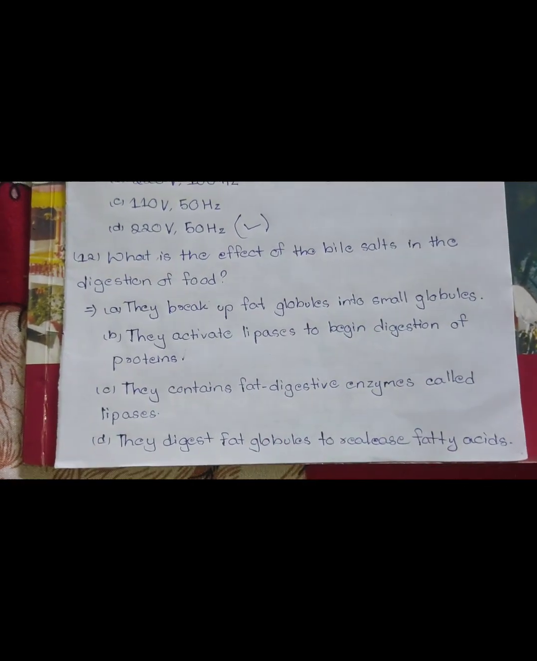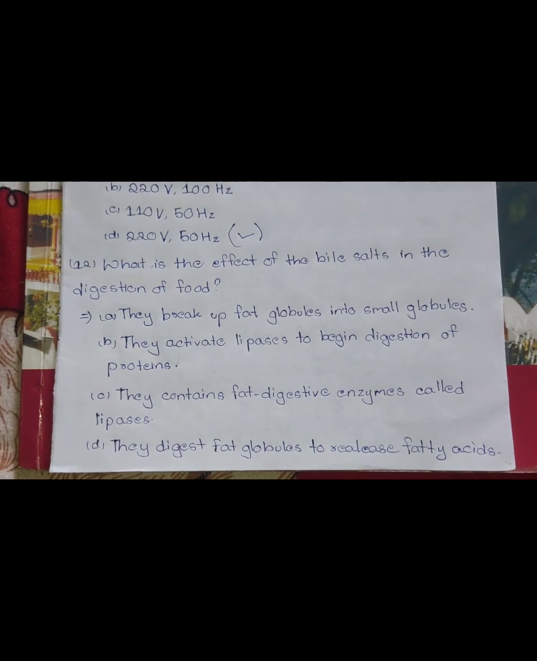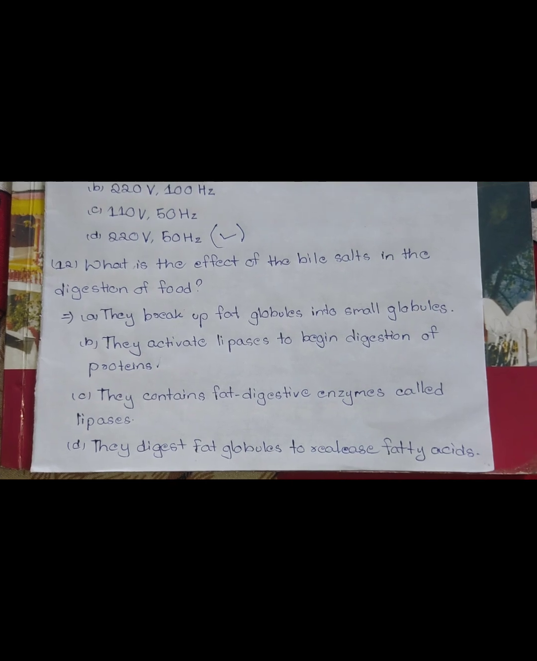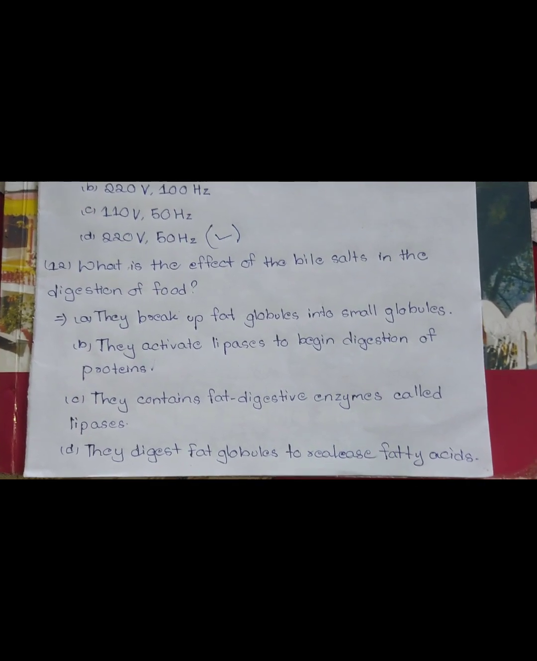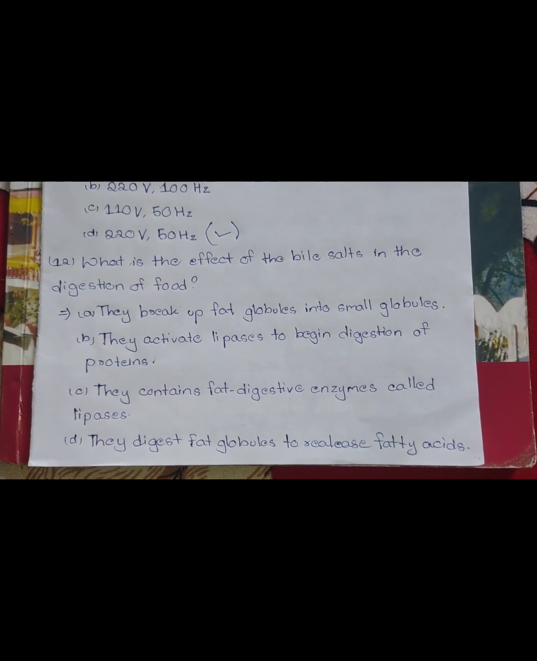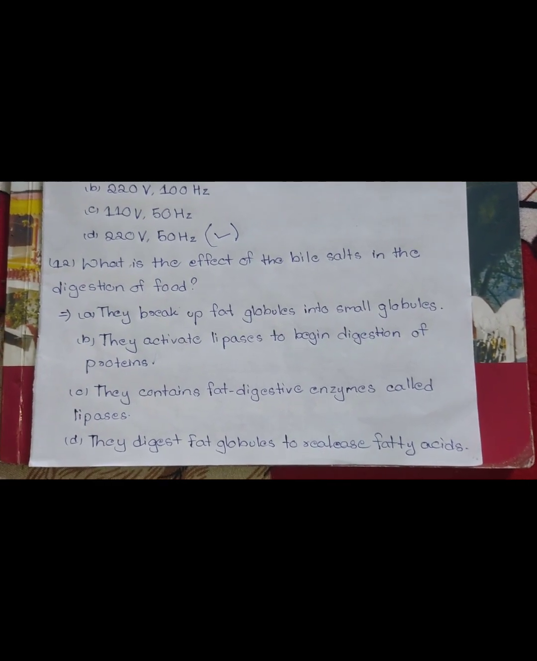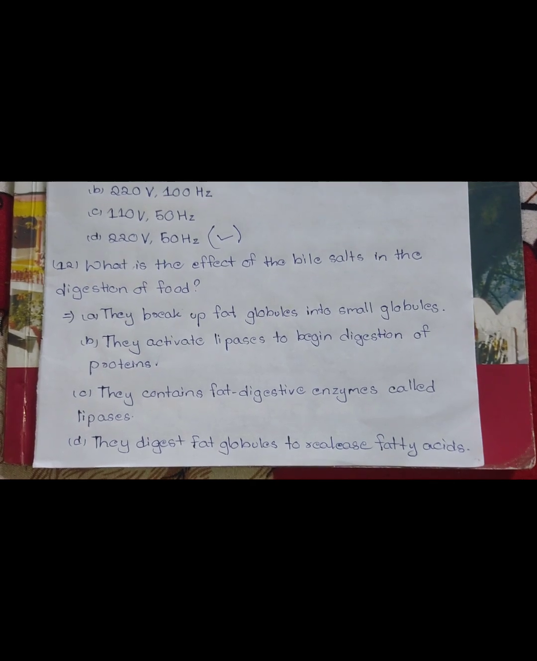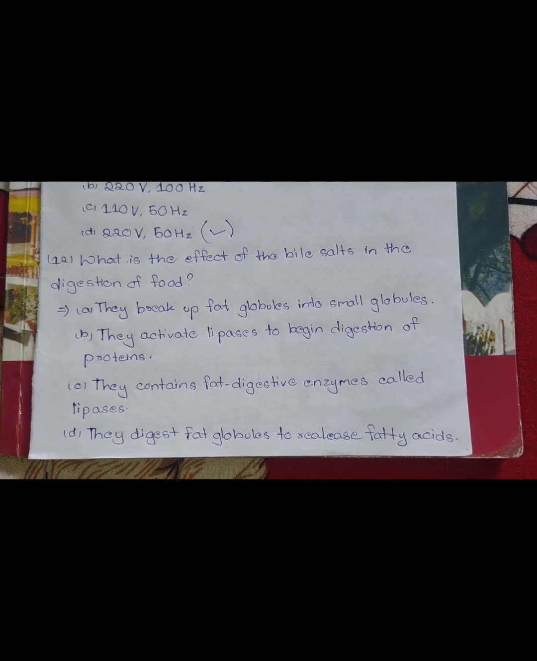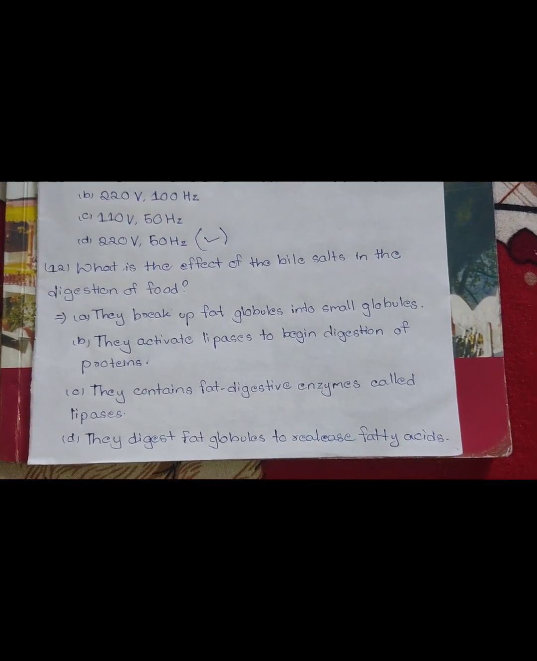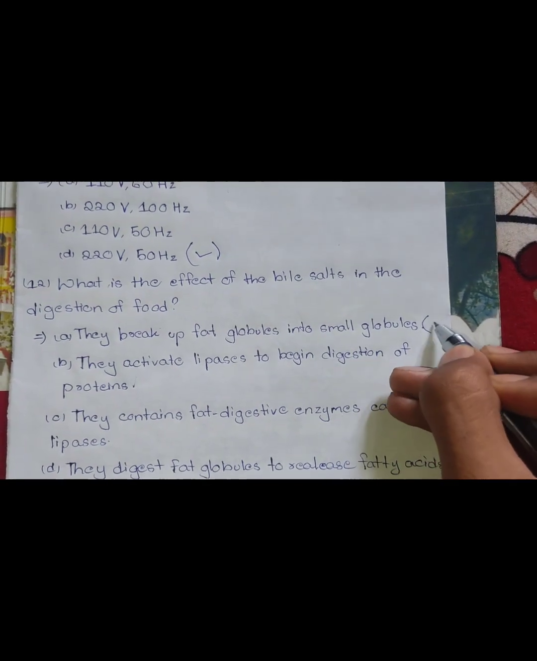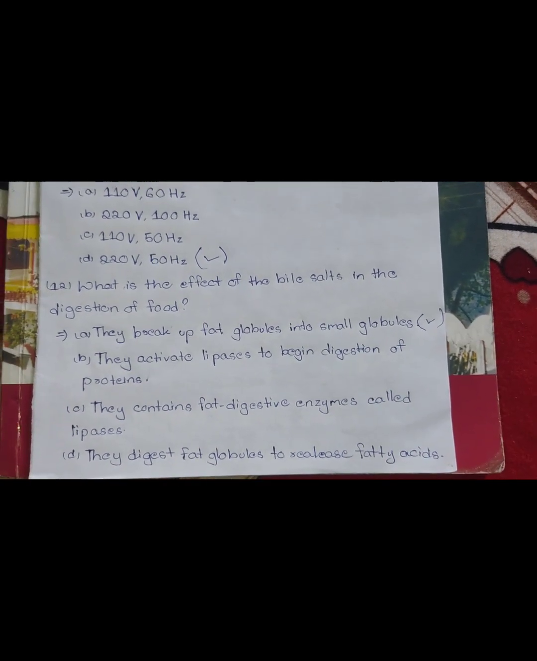Next question. What is the effect of the bile salts in the digestion of food? Option A, they break up fat globules into small globules. Option B, they activate lipases to begin digestion of proteins. Option C, they contain fat digestive enzymes called lipases. Option D, they digest fat globules to release fatty acids. So the right answer is option A, they break up fat globules into small globules.